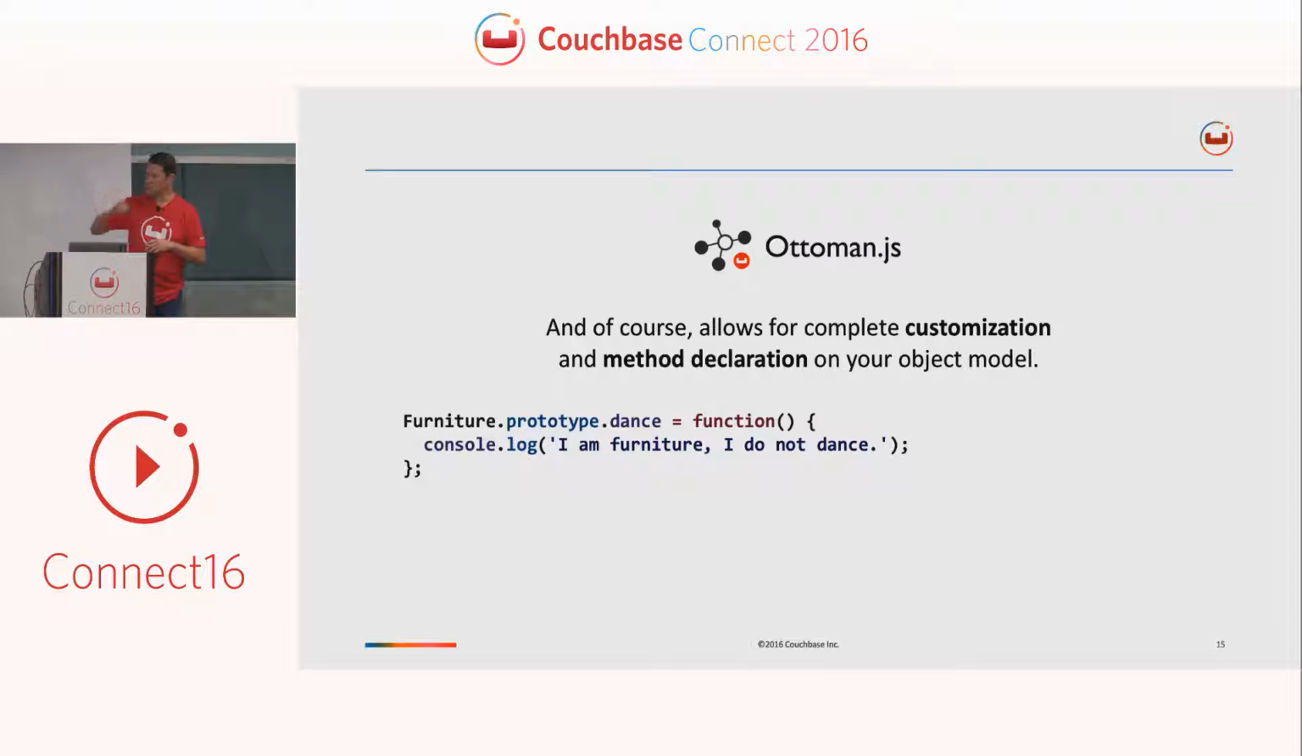So this again is straight out of the Ottoman.js website. For example, on that furniture model, I can define a function, and that function would have access to whatever is in the scope of that particular object. In this particular case, not a very exciting function, but I can just add a function that says dance. If you were to try to call that function, all it's going to do in this case is log, I'm furniture, I do not dance.